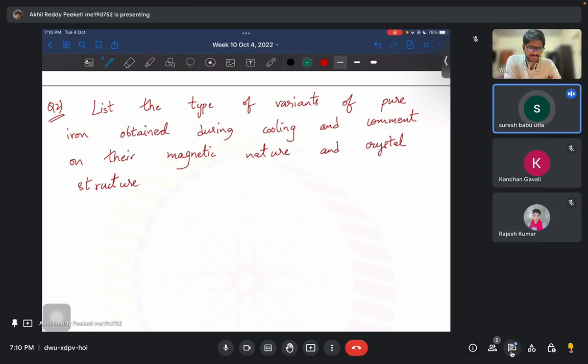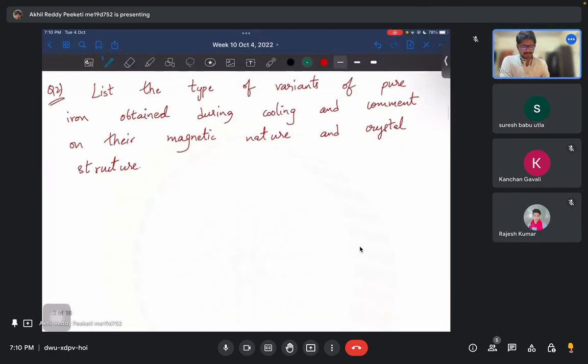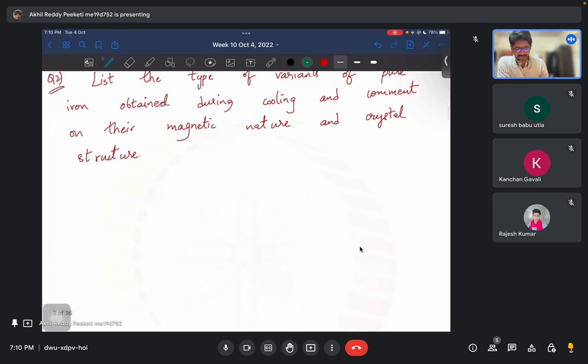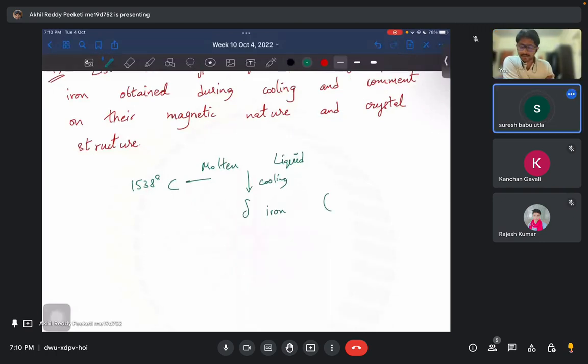Alpha. Yes, that's what I'm talking about. First it's a molten liquid, at very high temperature. The melting point is around 1538 degrees Celsius. Above this temperature it's molten liquid. Further cooling from here, it initially goes to the delta phase. This is delta iron, and it has a BCC crystal structure.